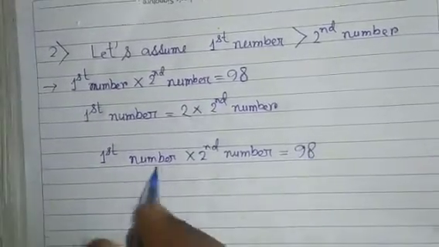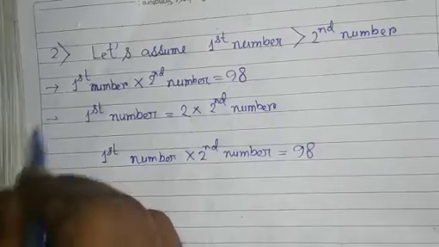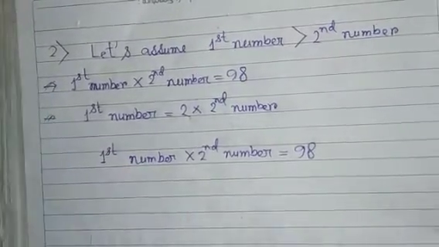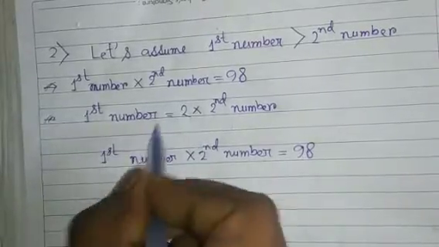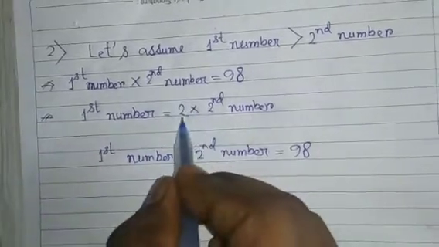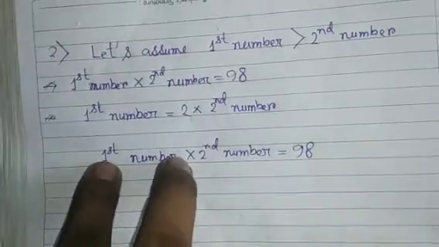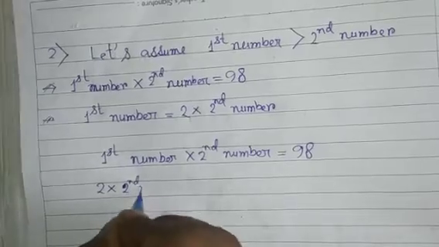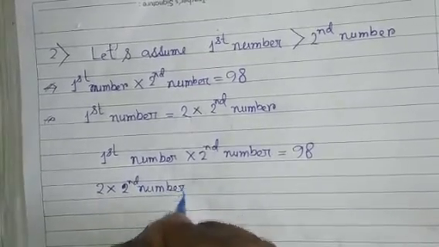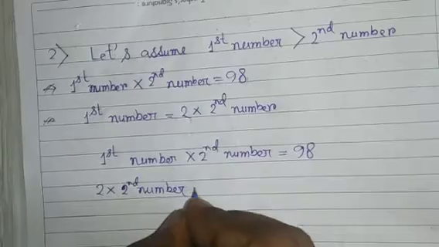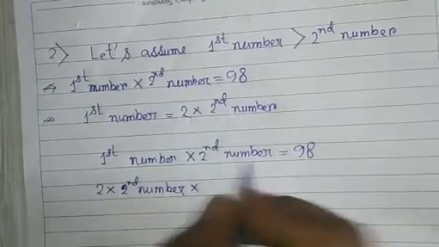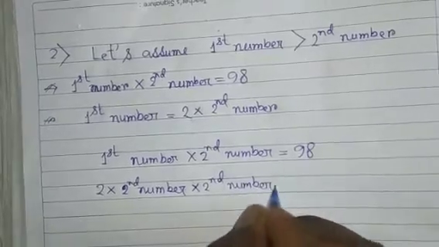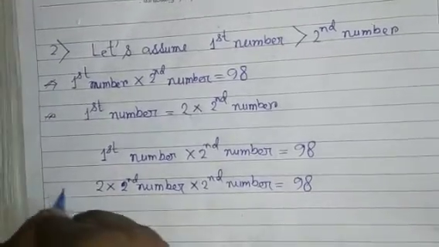Now what is the meaning of first number from this condition? Don't put this kind of arrow, I'm just doing this for your understanding. So in the place of first number, what can we write? We can write 2 into second number. Now look, multiplication was already here and the second number was already here, and equals to 98.